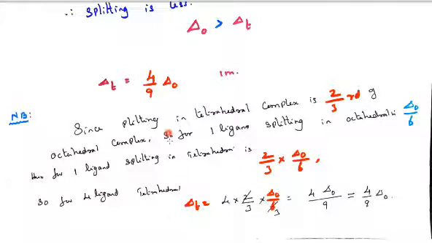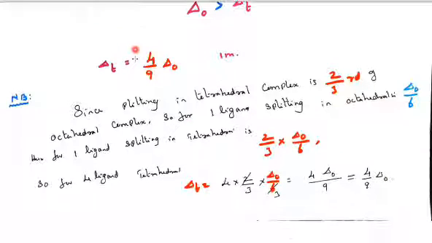So no need to learn all these by heart. I have simply written this to show how we got the value, that delta T is lesser than delta naught: delta naught for octahedral, and delta T for tetrahedral.